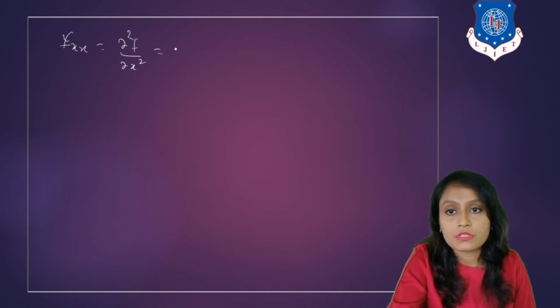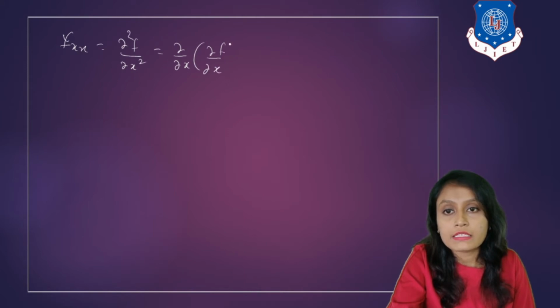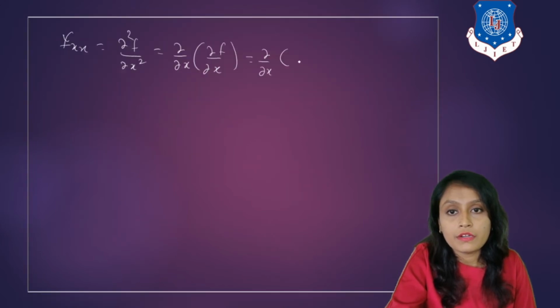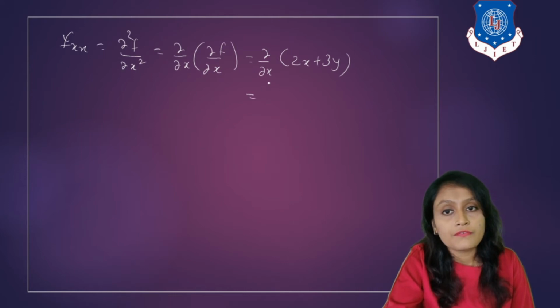Next we have to find f_xx. That is ∂²f/∂x². So this is equal to ∂/∂x of ∂f/∂x. Now what is the value of ∂f/∂x? We have already solved it. It is 2x + 3y. So here write down 2x + 3y. Okay, so solve it. Differentiate with respect to x keeping y constant. So this constant term is 0, and the derivative of this term is 2.